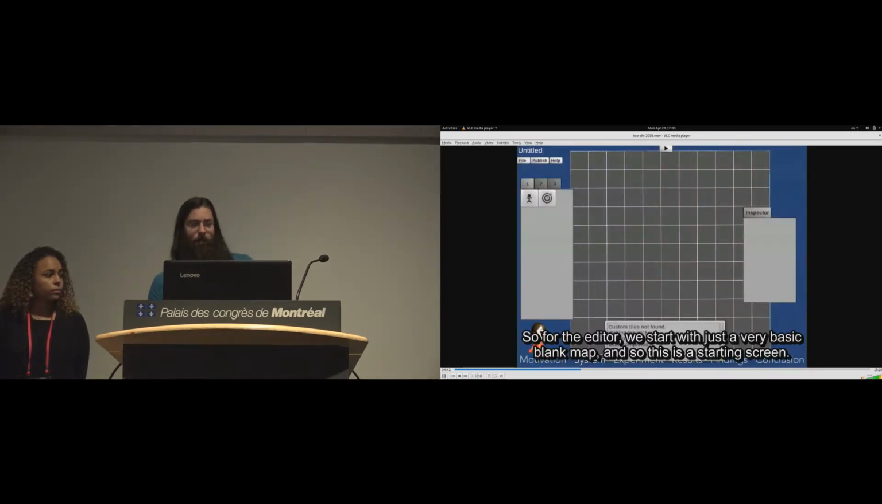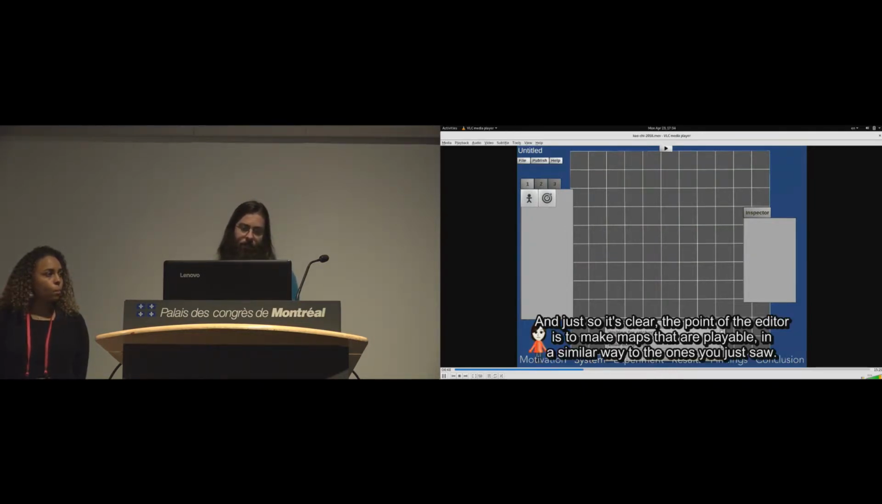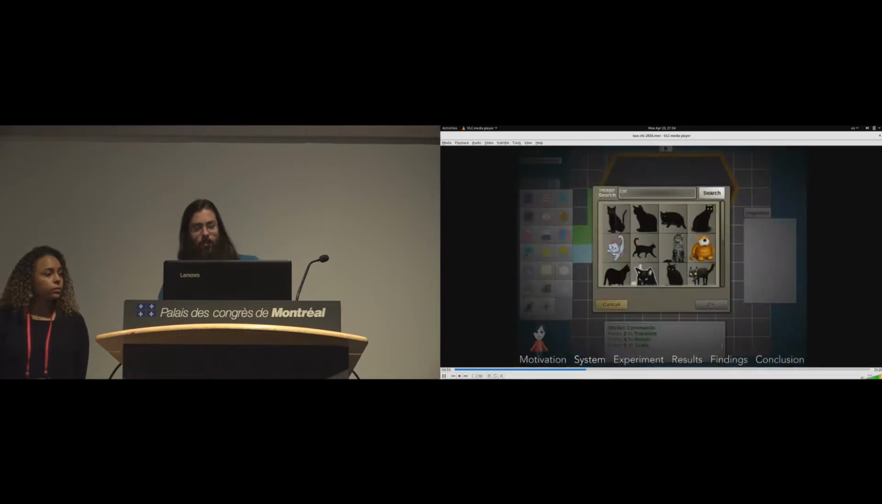So for the editor, we start with just a very basic blank map. And so this is a starting screen. And just so it's clear, the point of the editor is to make maps that are playable in a similar way to the ones that you just saw. This is a built-in image search. Here the user is searching for an image of a cat.